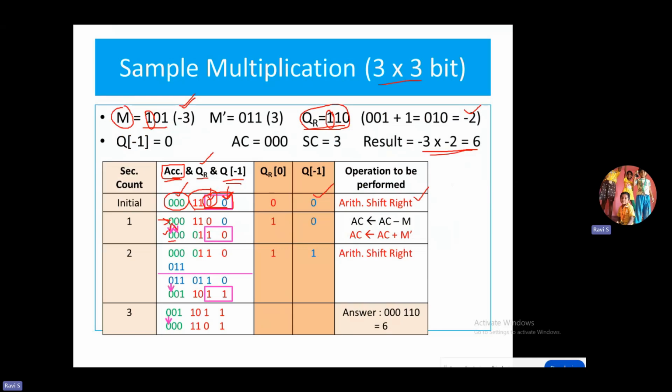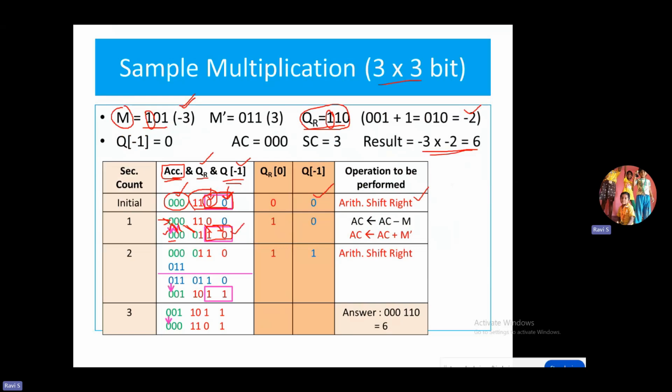And then start to move the bits one bit right. So the first one moves to the second position, the second one moves to the third, the third one moves to the fourth, and so on. Finally, the previous LSB, the last 0, moves to the Q minus 1 position. Now you check the pair after shifting.